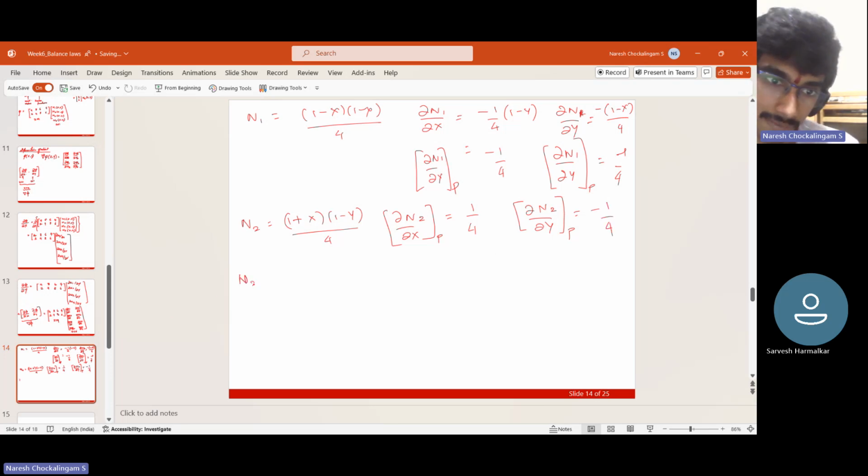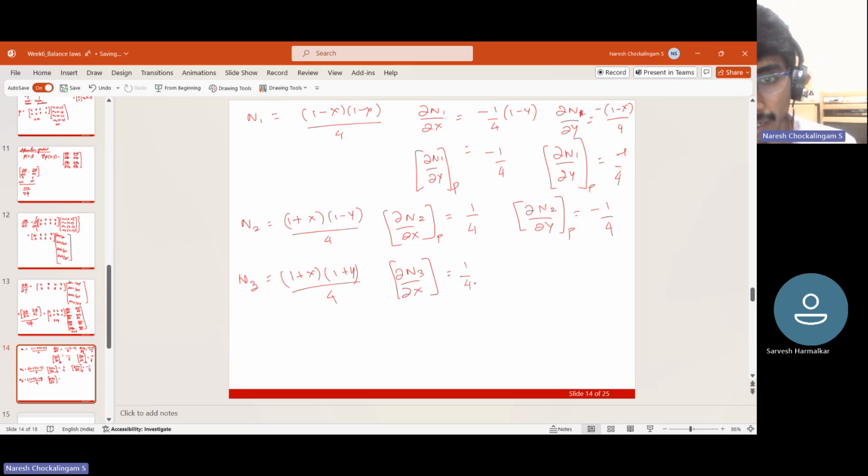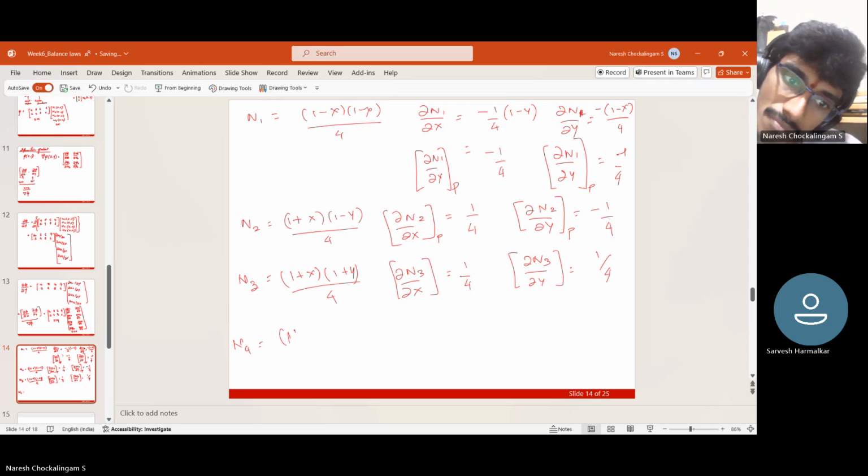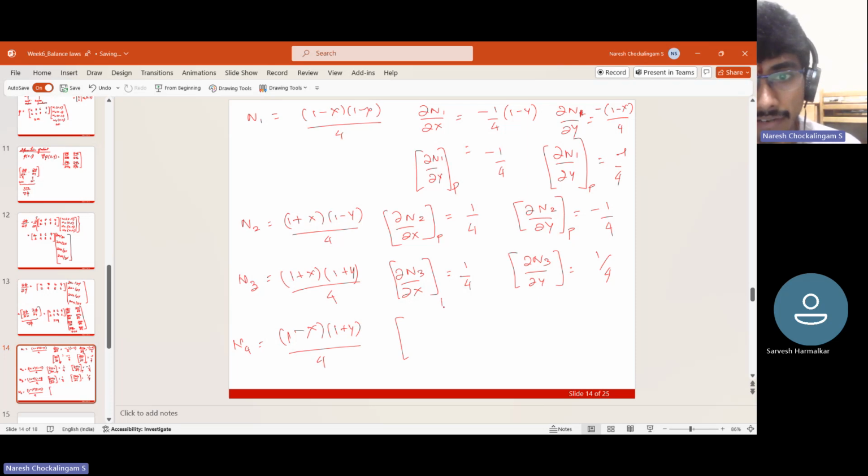And n3 is 1 plus x, 1 plus y by 4. So the partial derivative of n3 with respect to x is 1 by 4. And the partial derivative of n3 with respect to y is 1 by 4. n4 is 1 minus x, 1 plus y by 4. So the partial derivative of n4 with respect to x is what? For x you have a minus sign, so that minus will get multiplied. You get a minus 1 by 4. And the partial derivative of n4 with respect to y is 1 by 4.